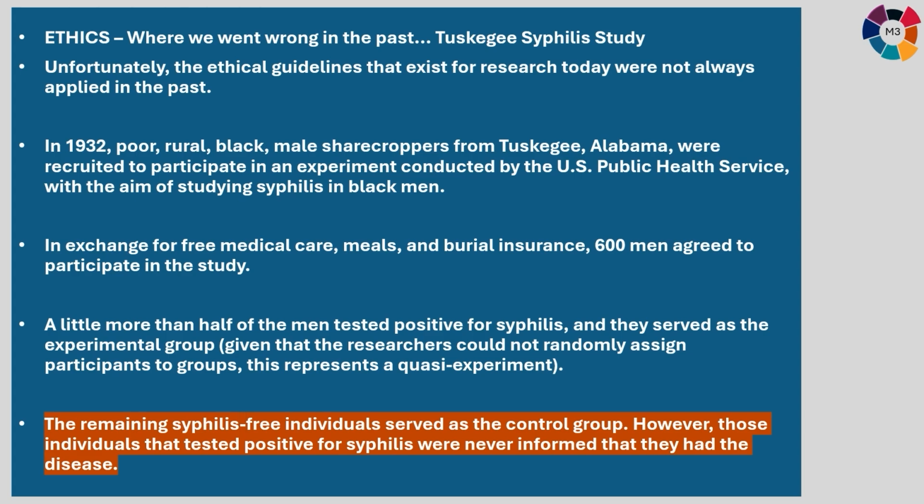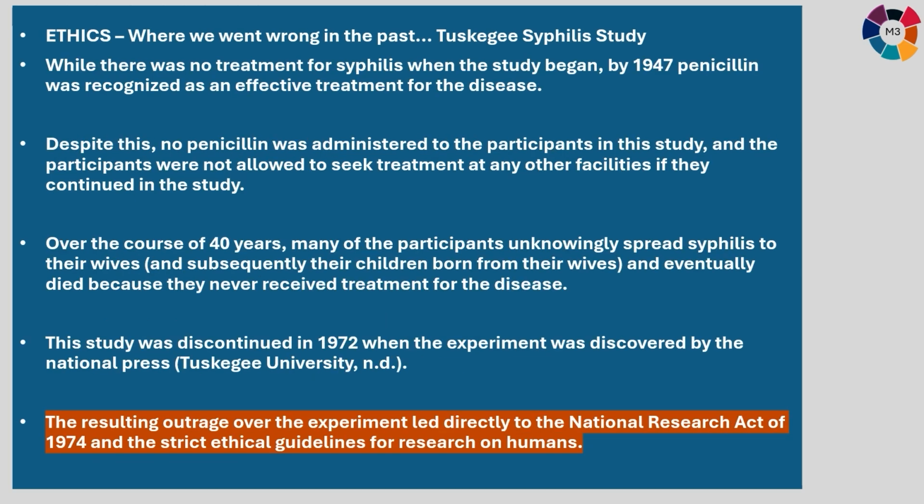However, the individuals that tested positive for syphilis were never informed that they had the disease. So while there was no treatment for syphilis when the study began, by 1947, penicillin was recognized as a very effective treatment for the disease. Despite this, no penicillin was administered to the participants in this study, and the participants were not allowed to seek treatment at any other facility if they wanted to continue in the study.